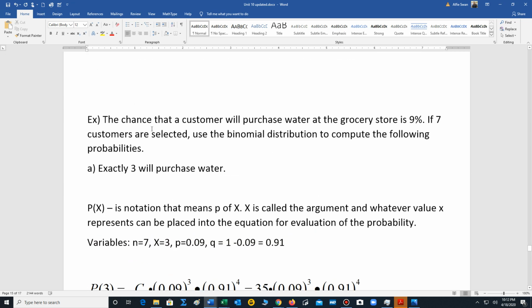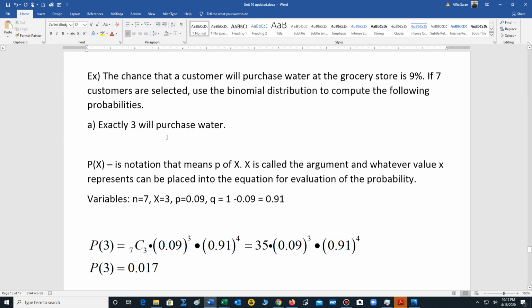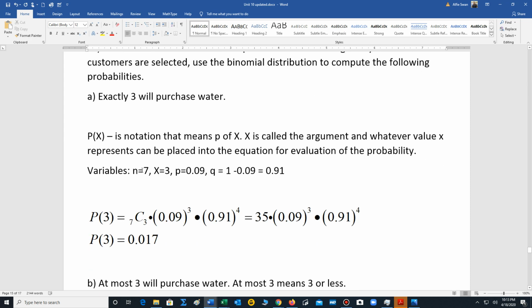It says, the chance that a customer will purchase water at the grocery store is 9%. If 7 customers are selected, use the binomial distribution to compute the following probabilities. Exactly 3 will purchase water. Well, n is 7, there are 7 customers. x is 3, 3 people purchase water. p is 0.09. q is 1 minus 0.09, which is 0.91.